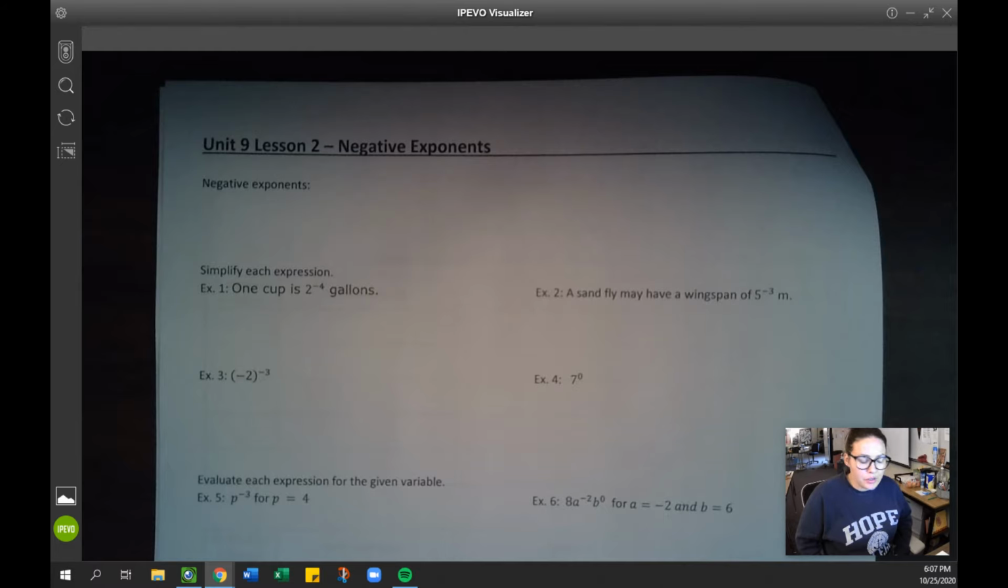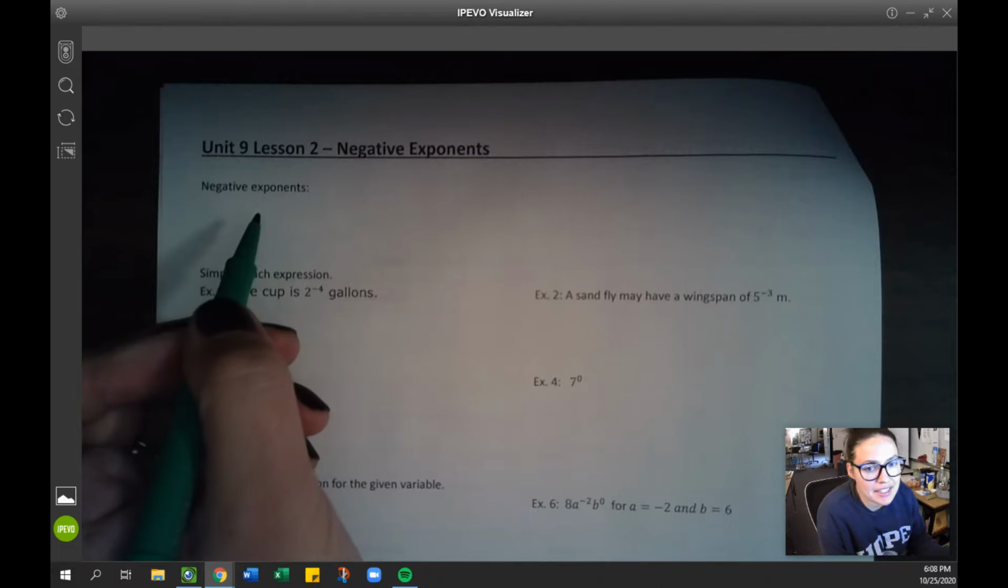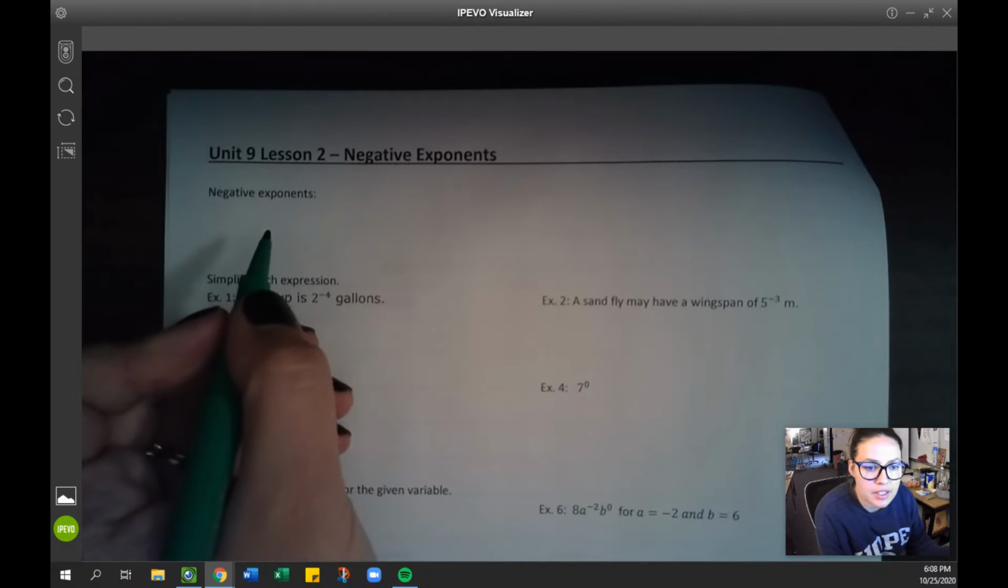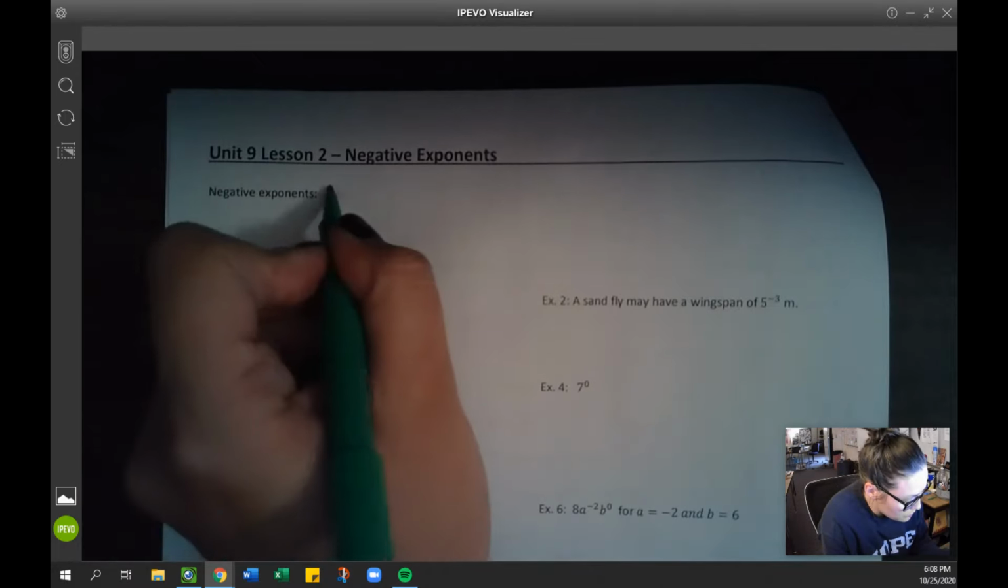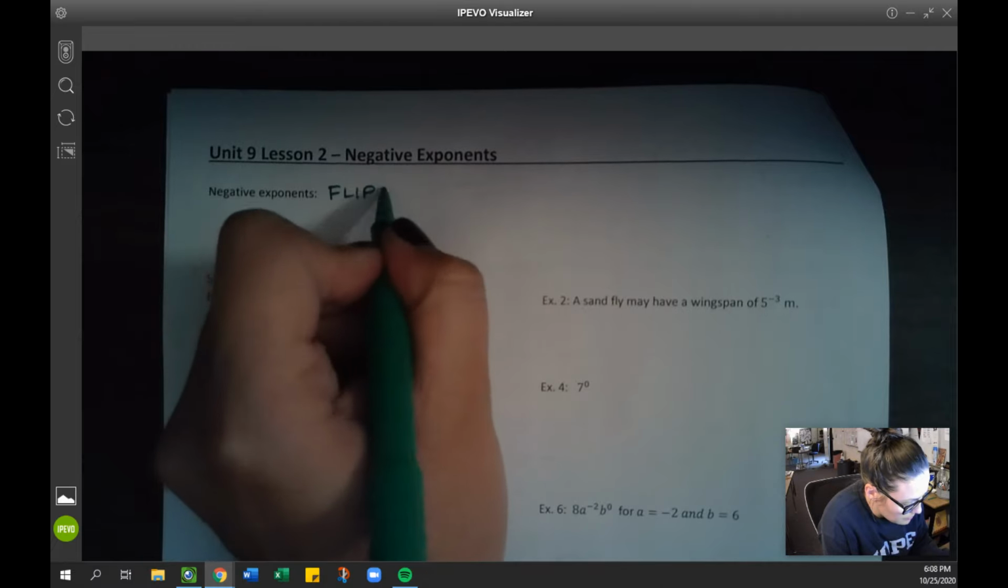Welcome to Algebra 2. We are going to get started with the Unit 9 Lesson 2 notes on negative exponents. So the key idea with negative exponents is that you need to flip the power.